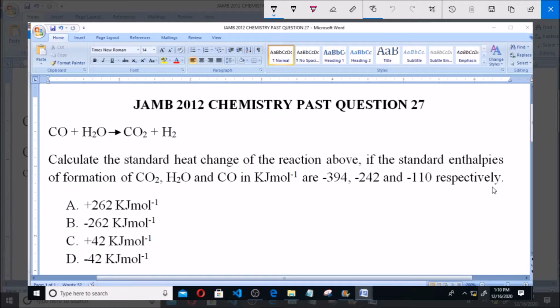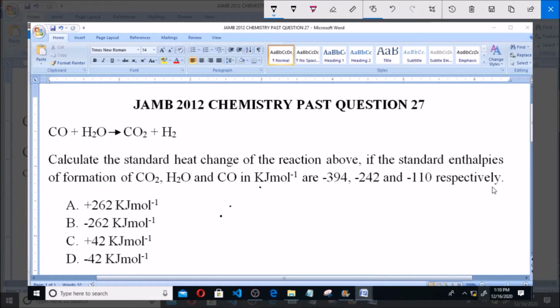Given the reaction above, we have the reaction of carbon monoxide and water to give us carbon dioxide and hydrogen. Now we are asked to calculate the standard heat change of the reaction above if the standard enthalpies of formation of carbon dioxide, water and carbon monoxide in kilojoules per mole are -394, -242 and -110 respectively.